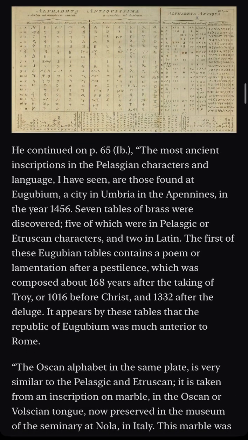He continued on page 65, IB, the most ancient inscriptions in the Pelasgian characters and language I have seen are those found at Eugubium, a city in Umbria in the Apennines, in the year 1456. 7 tables of brass were discovered, 5 of which were in Pelasgic or Etruscan characters, and 2 in Latin. The first of these Eugubian tables contains a poem or lamentation after a pestilence, which was composed about 168 years after the taking of Troy, or 1016 before Christ, and 1332 after the deluge. It appears by these tables that the Republic of Eugubium was much anterior to Rome.